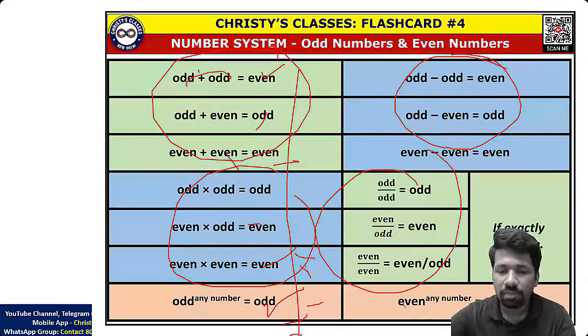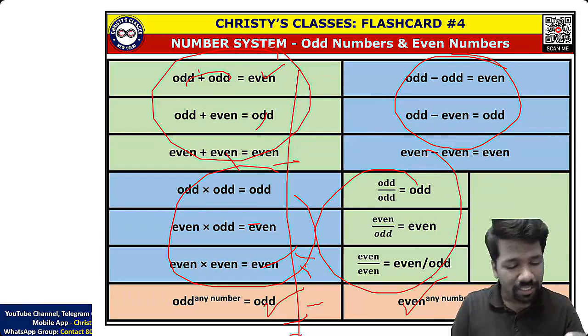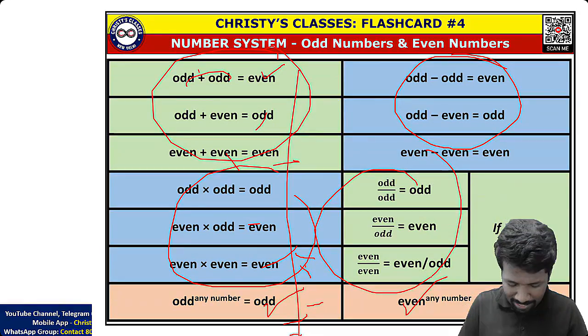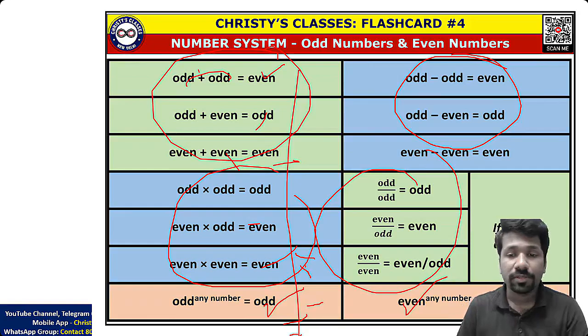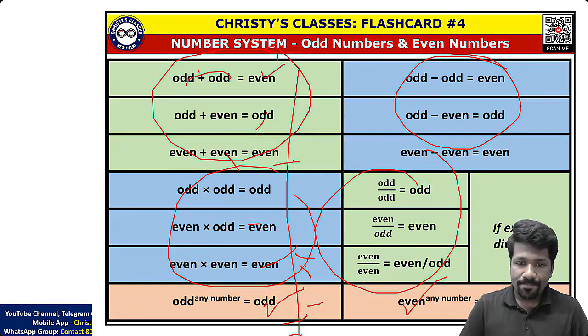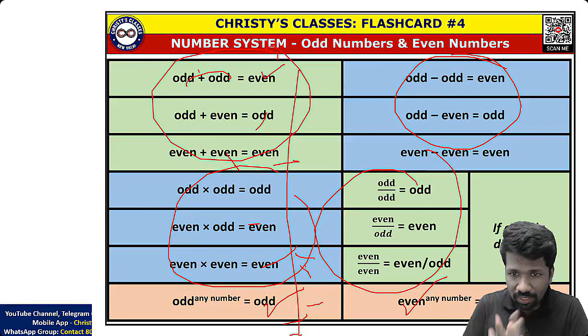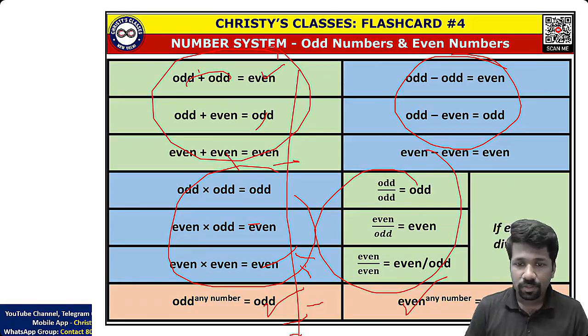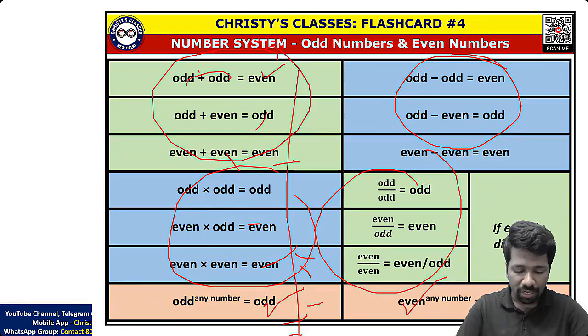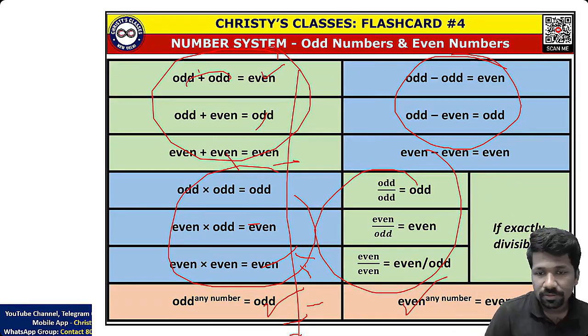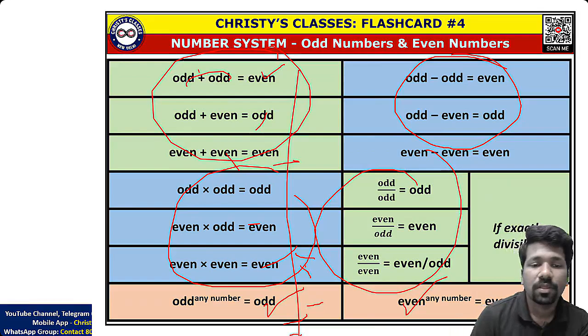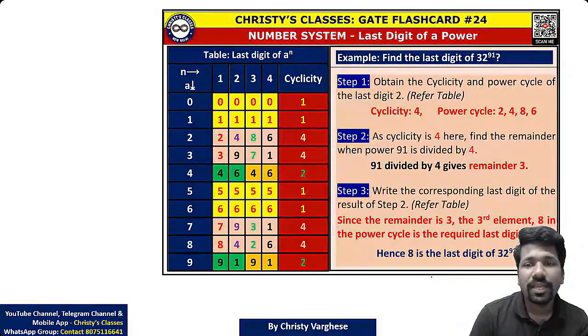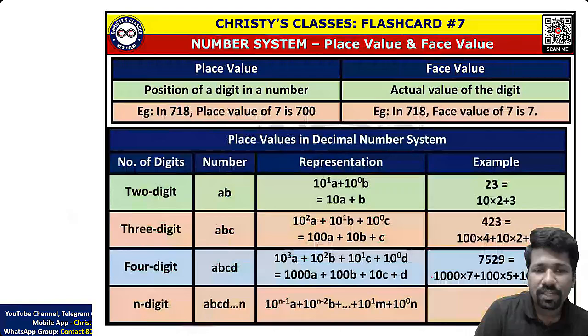And odd raised to any number, even raised to any number. Clear enough? Take this opportunity to revise it in the class itself. I'll wait for you to read it. So for those preparing for the Feb exam, are you feeling that this is useful for you? If you have already revised the flashcard, then I don't know. But if you haven't revised the flashcard, I'm giving time to read it so that you can use this live class itself to revise. Okay, useful. Okay. So then last digit of power. Before that there is another area.